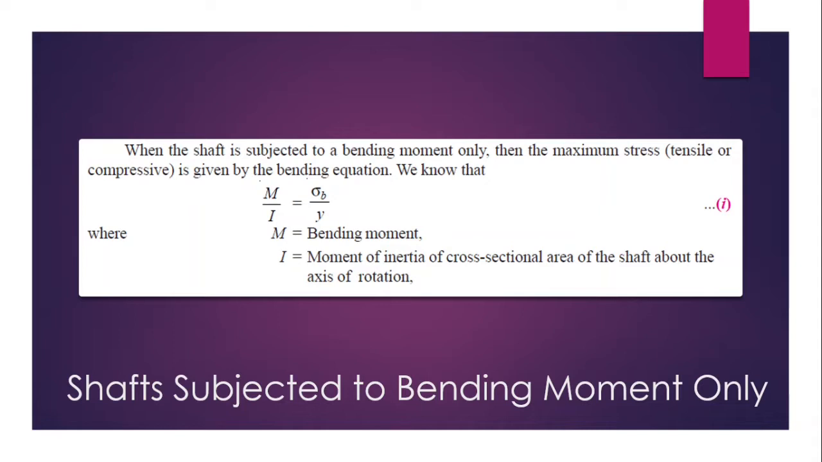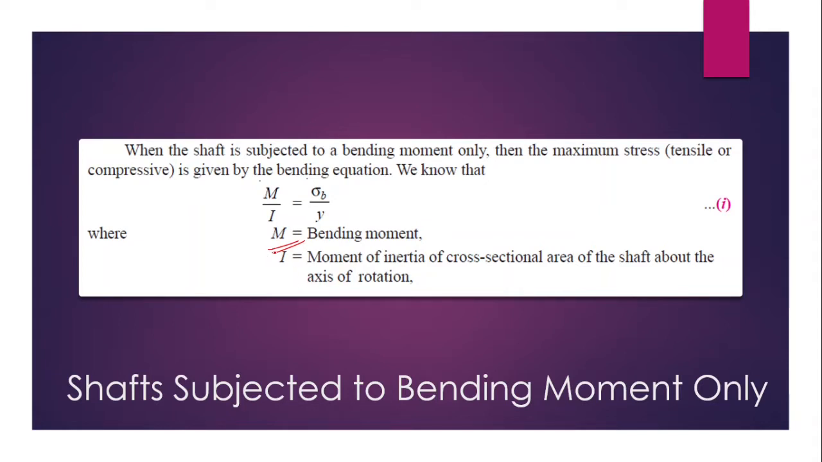When the shaft is subjected to bending moment only, then the maximum stress, tensile or compressive, is given by M by I is equal to sigma B by Y, where M is equal to bending moment and I is equal to moment of inertia of cross-sectional area of the shaft about the axis of rotation.